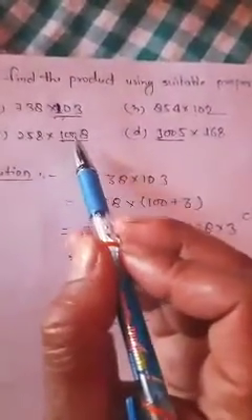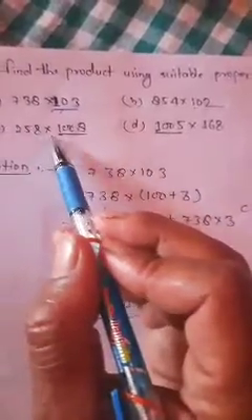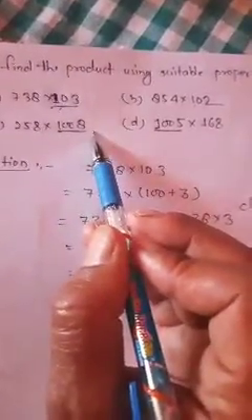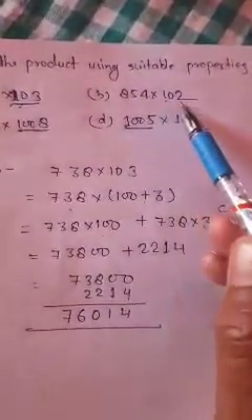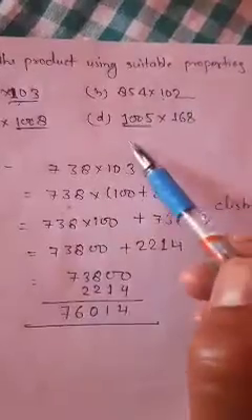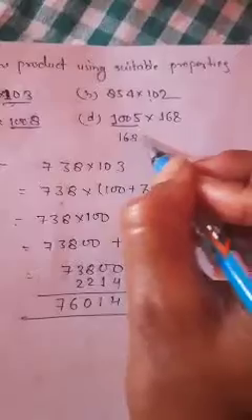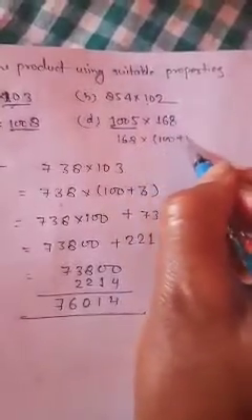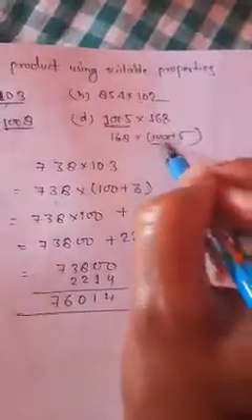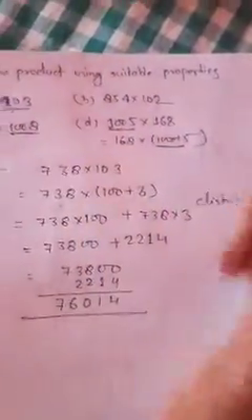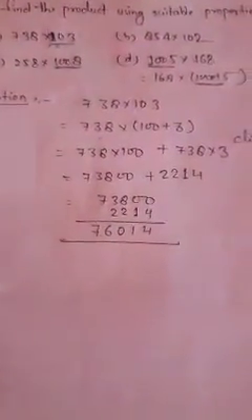You have to break this number into two parts. This can be written as 258 into 1000 plus 8 and then solve it. Similarly, 854 into 100 plus 2. Similarly, here you can write this question as 168 into 1000 plus 5. This number can be written as 1000 plus 5 and then you will solve it. So student, solve all these questions now yourself. Thank you.